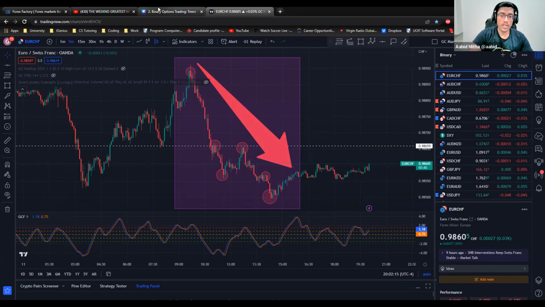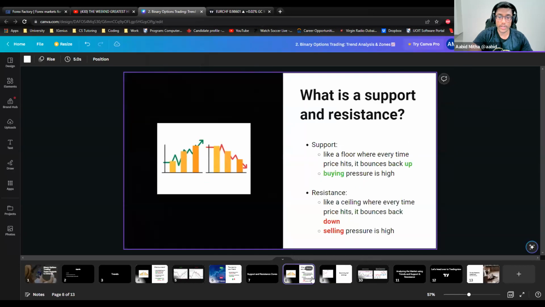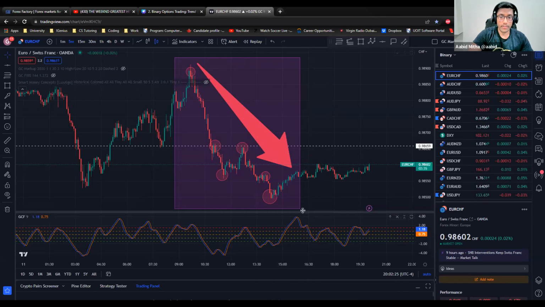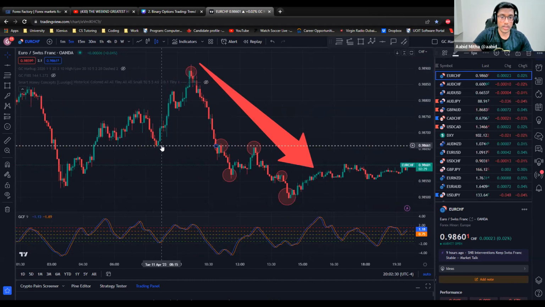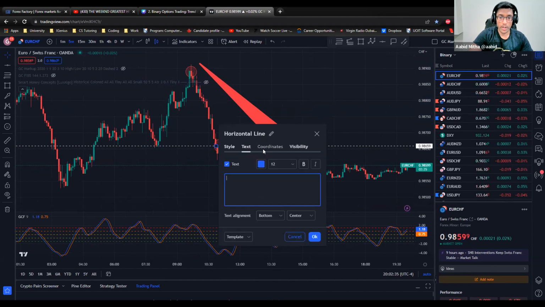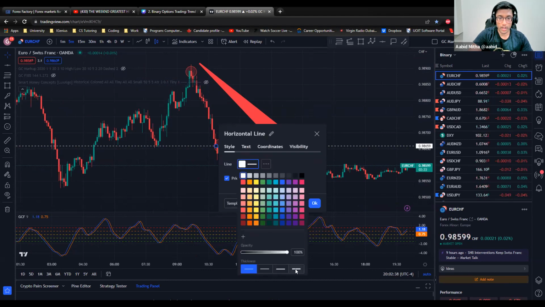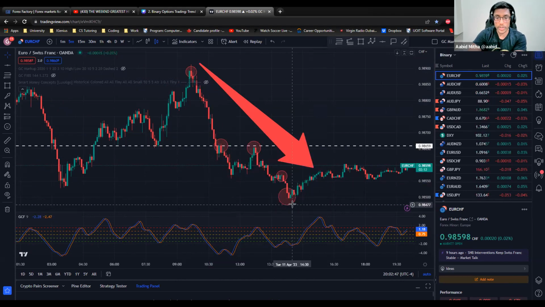Now, the other concept that we need to apply is the concept of support and resistance, right? From what I see so far, there is a decent level of support and resistance at this white line that I've drawn here. I'm going to make it a little thicker. So at this white line, we can see a decent level of support and resistance. Now, why is that?